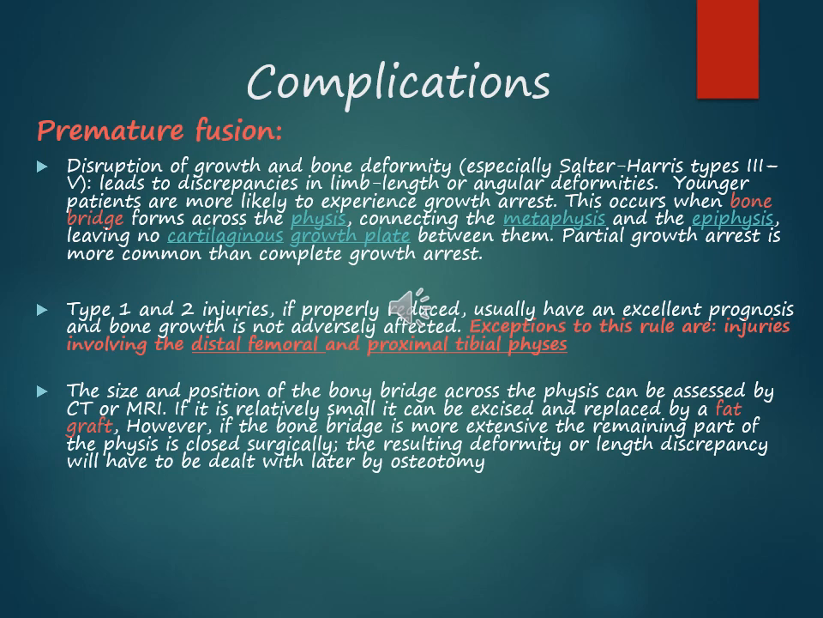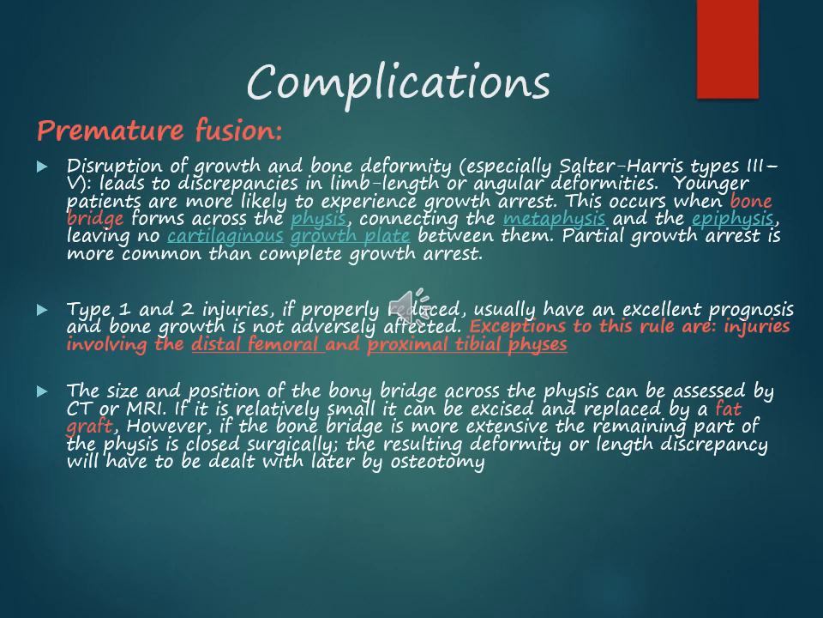For example, if you get a distal femur fracture through the growth plate on the lateral side, you can get lateral growth arrest, and the medial side of the growth plate will continue to grow, and that will lead to a valgus deformity of the distal femur.